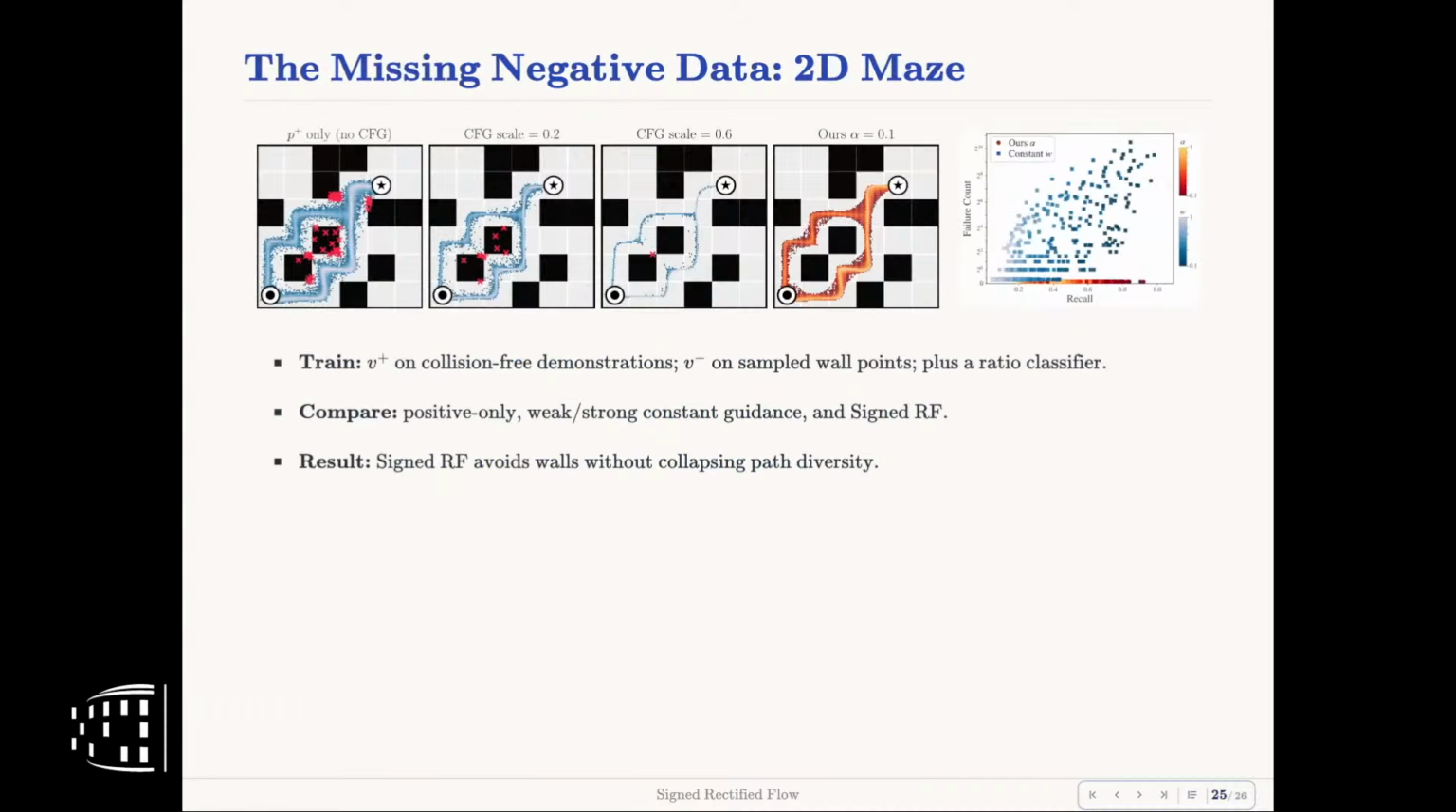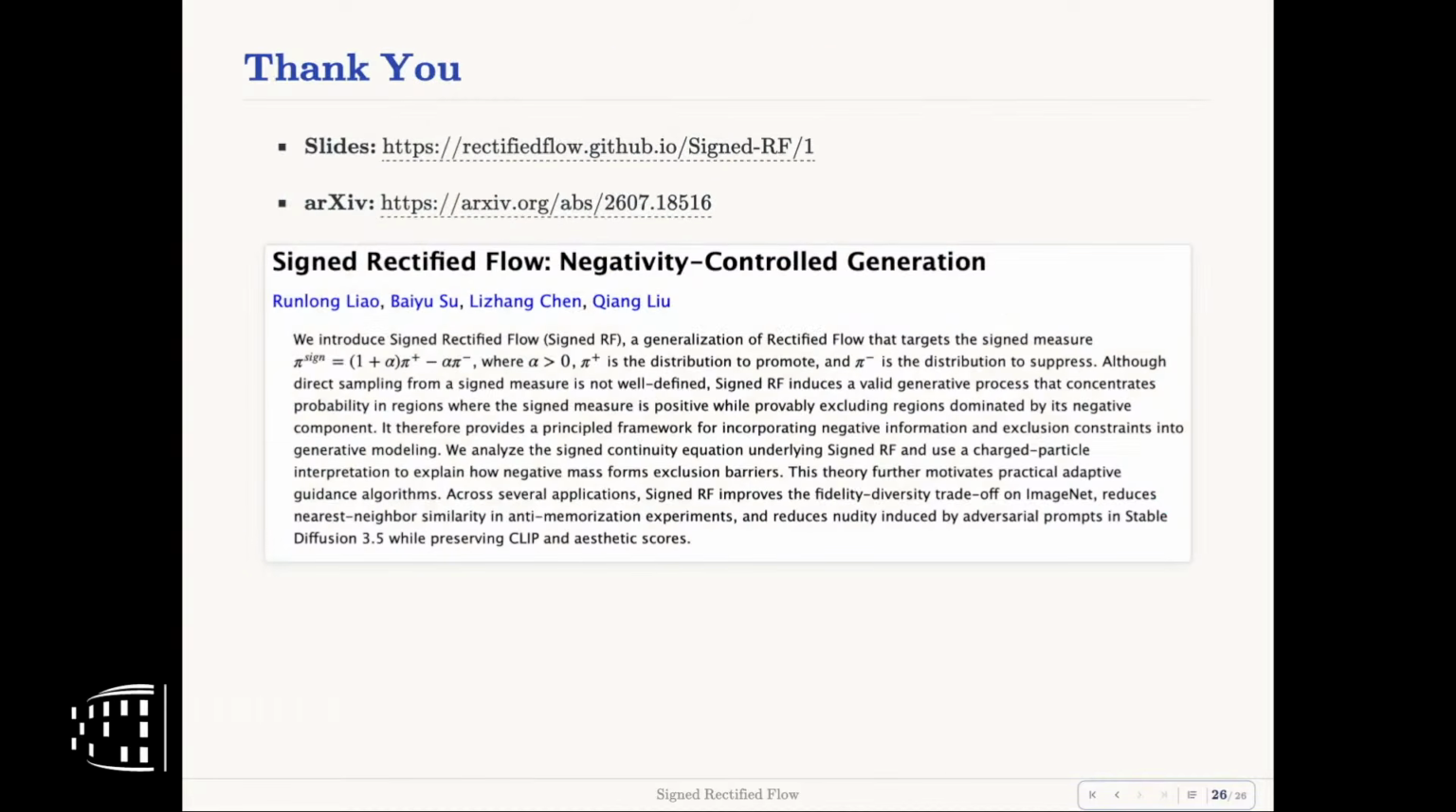Here's another amazing example where we collect positive and negative trajectories. The negative trajectories are the ones that are colliding into these blocks. Then we train two models, and we use signed guidance. You can see they stay well inside the positive region while still keeping a good amount of diversity. Versus if you use CFG with a really large scale, you get a degenerate trajectory, and still it doesn't seem to avoid the negative well. Okay, that's all. Thank you so much.